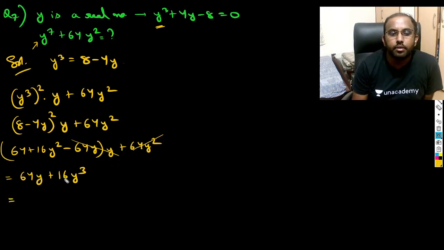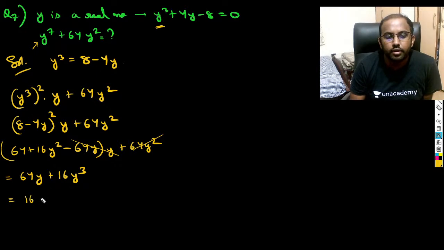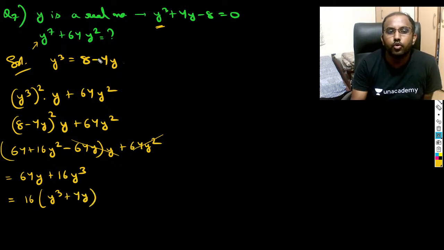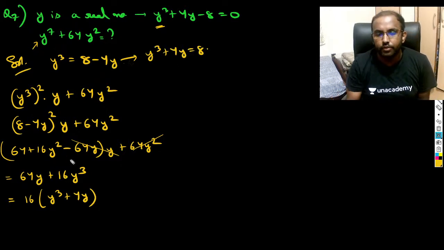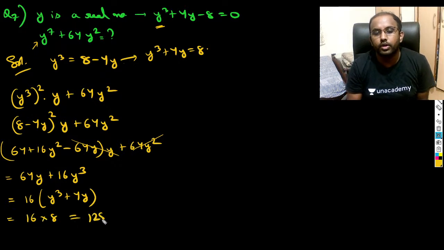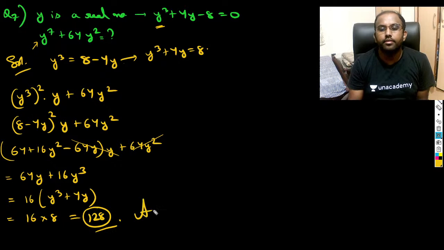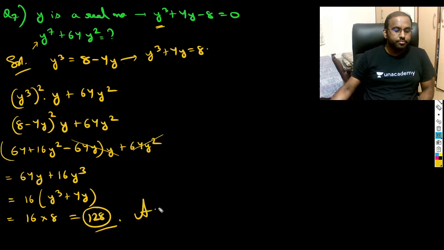So now what I've got here? If I take 16 common, I'll get y cube plus 4y. And y cube plus 4y is equal to 8, so I can put the value as 8 here. That becomes 16 into 8. What is the answer? The answer is 128. That's the answer of this question here.